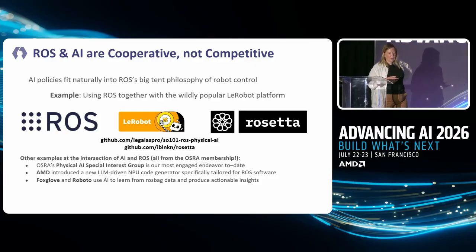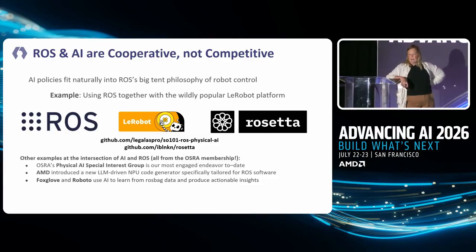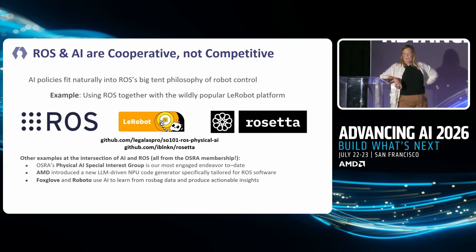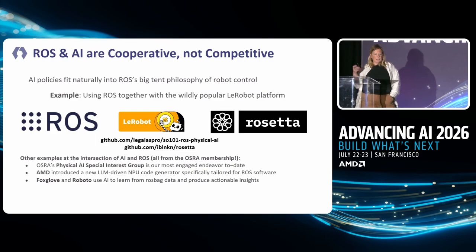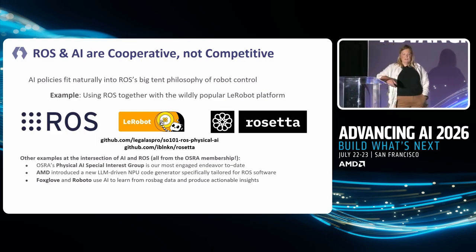For us, what we've been doing is building tools that allow you to interoperate robot data with ROS data back and forth in either direction, so that you can train VLA models based on ROS data that you may already have or be able to collect with the system that's already at your disposal. We've also done full ROS tutorials and example code on how to use some of the robot VLA models inside of a ROS2 system. There are a lot of other examples of this. AMD has introduced a new LLM-driven NPU code generator, specifically tailored for ROS.